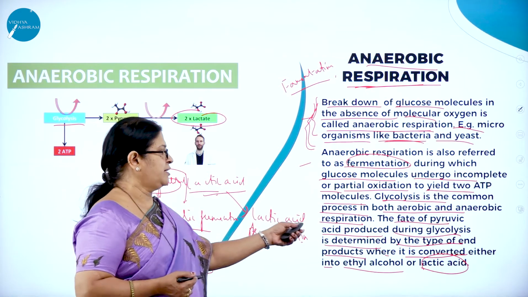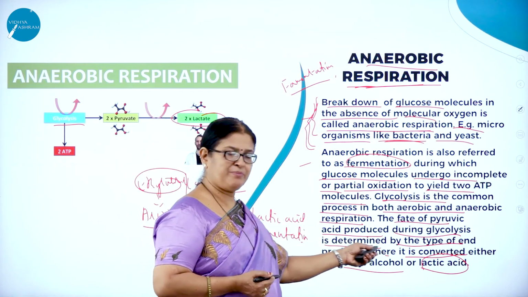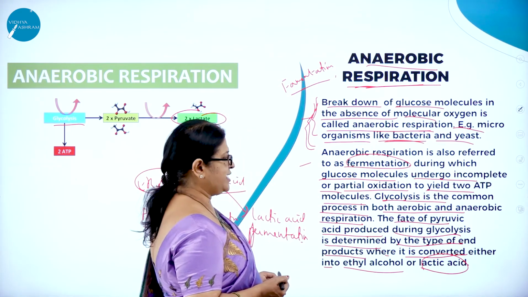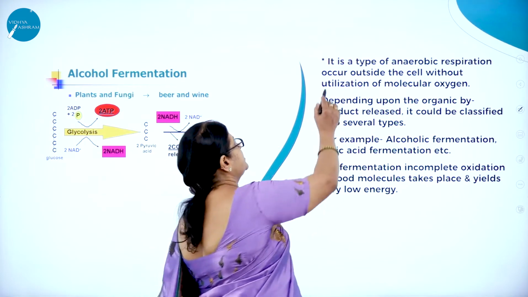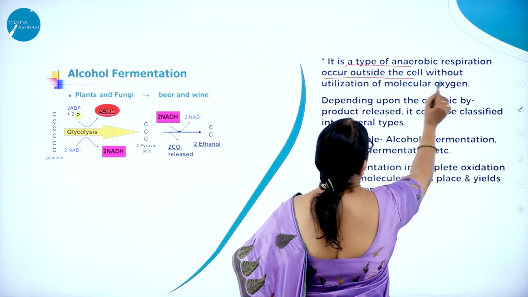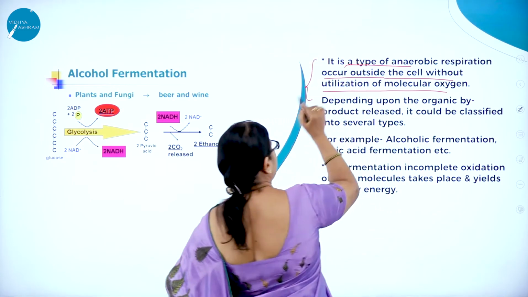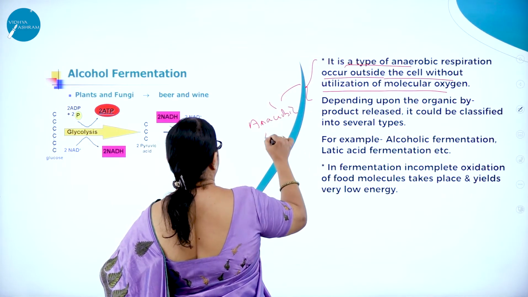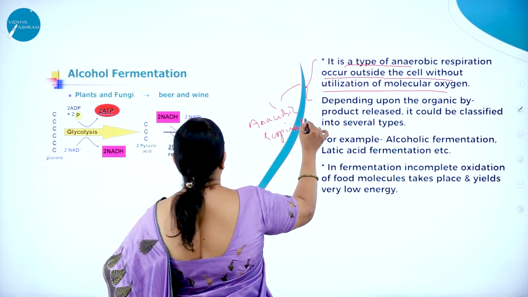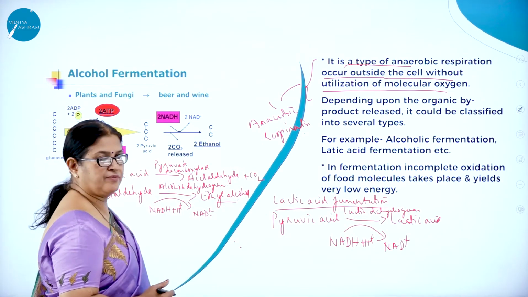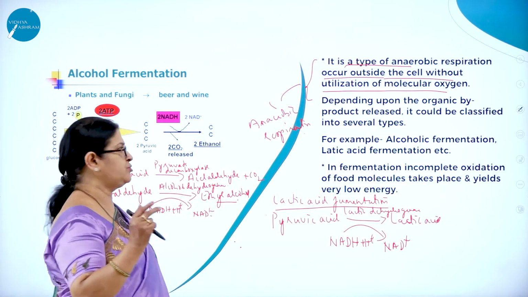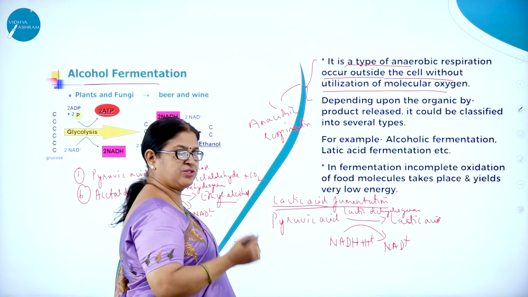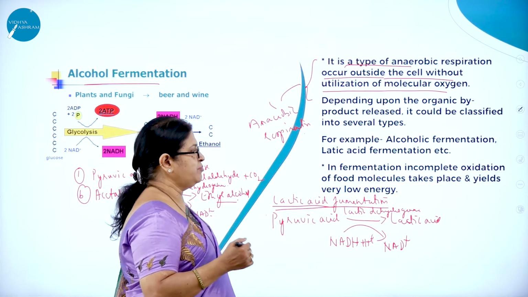The fate of the pyruvic acid produced during glycolysis is determined by the type of end products, where it is converted either into ethyl alcohol or lactic acid. It is a type of respiration that occurs outside the cell without utilization of molecular oxygen, hence it is called anaerobic respiration. As we have studied, anaerobic respiration is of two types: one is alcoholic fermentation and the other is lactic acid fermentation, based on the type of end product.